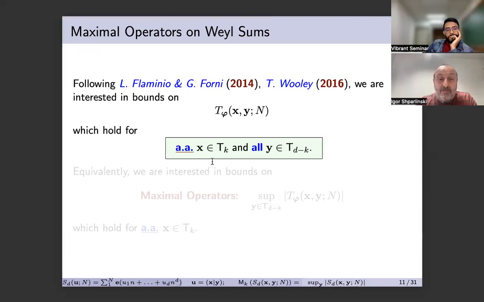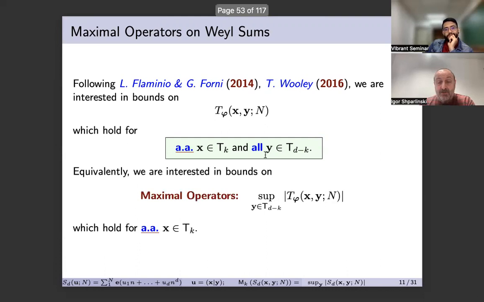Okay. So, following the works of these people, we are interested in bounds on these sums which hold for almost all x and for all y. So alternatively, we can define finally my basic object, the maximal operator on these sums. And we can say that I am interested in bounds on maximal operators, which take the last d minus k components, maximize my sums over all these choices of y, and ask what happens to this quantity for almost all values of x. So this is how this question can now be formulated.